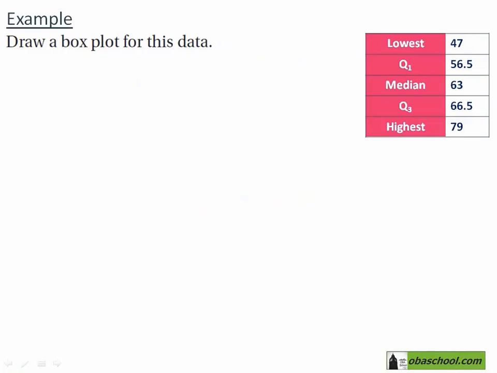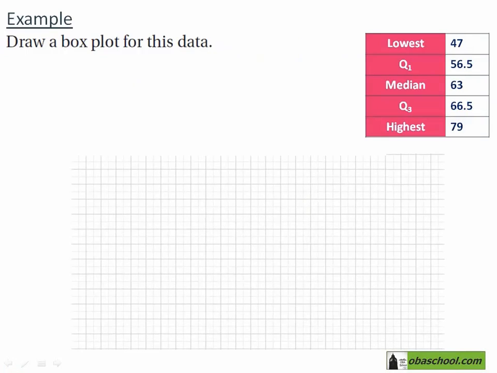In this tutorial, we will continue the exercise that we started in the previous video, where we found the lowest and highest value, Q1, median, and Q3. Now on this scale right here, I'm going to use a scale of 10 and plot the points and the lines that we have come up with through the summary statistics of the previous tutorial.